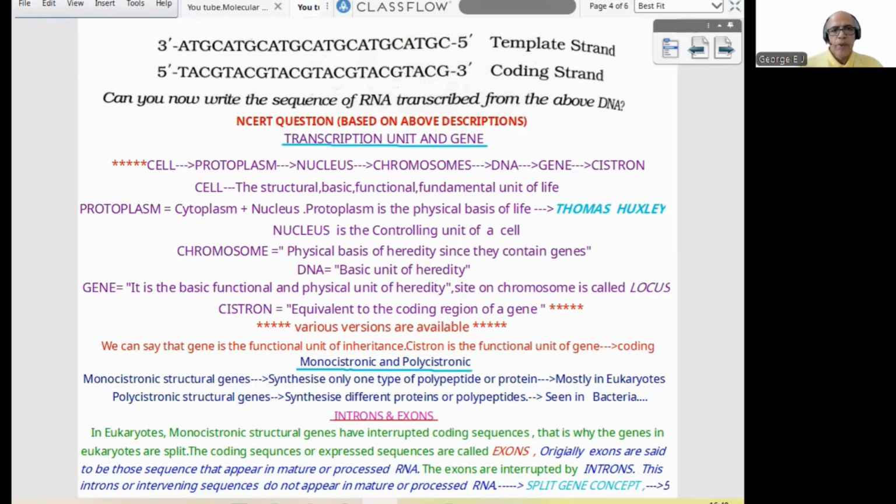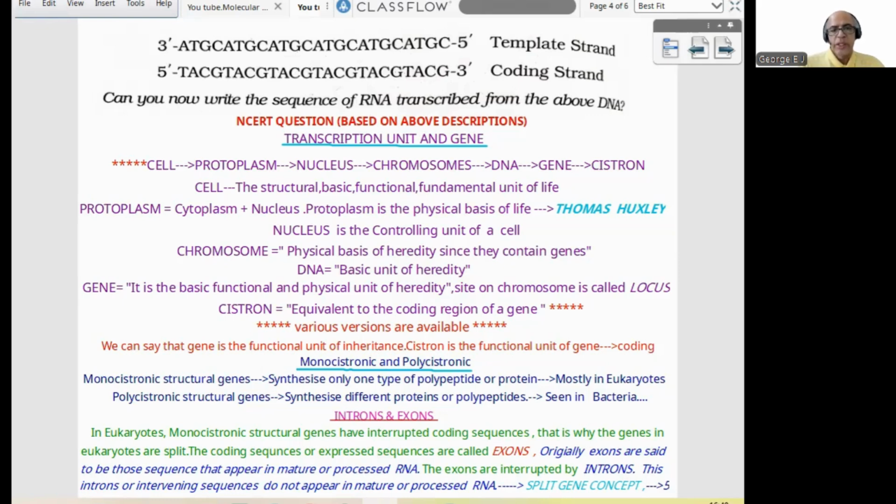Now comes the terms monocistronic and polycistronic. So we should know what a cistron is. Cistron is the functional unit of a gene involved in coding. These two terms are NCERT-linked and, from an exam point of view, a very, very common and important area. Mono means single, poly means many. So monocistronic structural genes synthesize only one type of polypeptide or protein. That is mostly in eukaryotes. That is monocistronic structural genes.